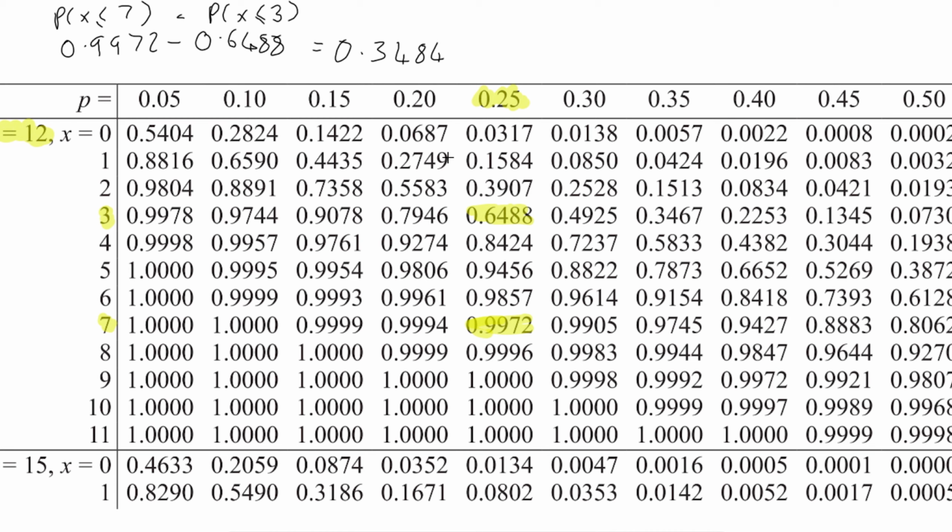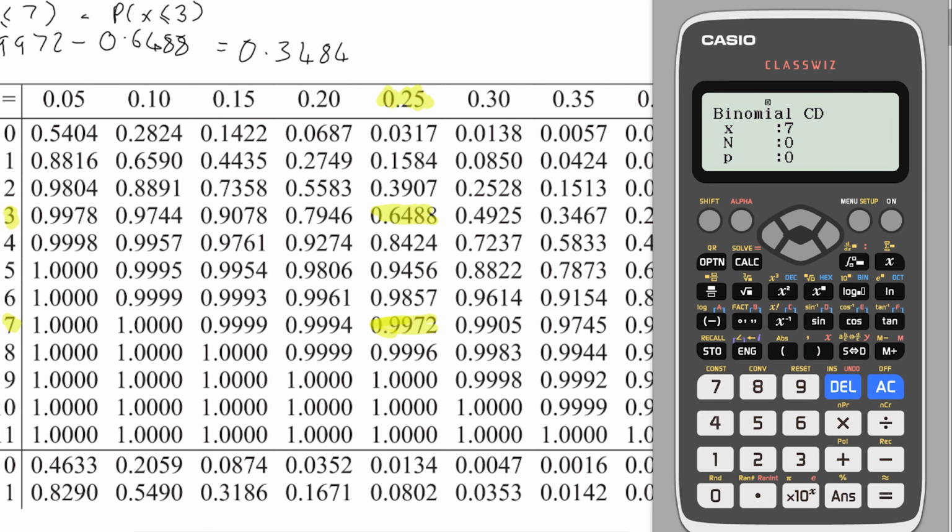How can I do this on a ClassWiz? Exactly the same method. Enter your values. So we've got 7. Remember to press equals after each one. Our n is 12 and our probability is 0.25. You want to just take a note of one of these, or you want to store one of these, whatever you prefer to do. So this is our probability of 7. And then if you go back into it, you can then find out your probability of 3, which is that. Go up to here, and if you haven't stored it and you've just written it down, just type it in again.